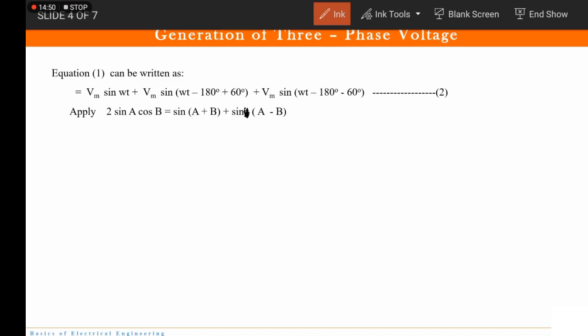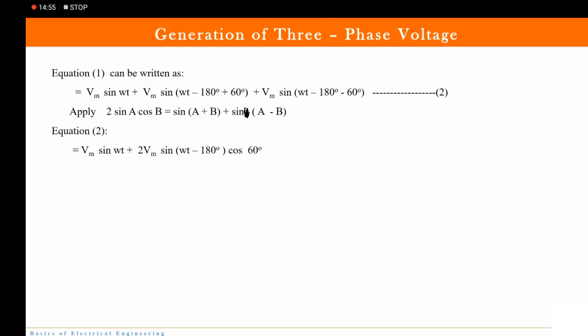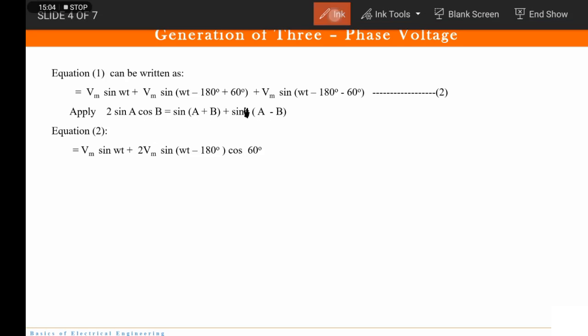It is 2 sine A cos B. So my equation 2 will become Vm sin omega t, 2 sin A cos B. What was A here? Come on. It was omega t minus 180. Okay, and here what was B? 60 degrees. Fine. So this becomes 2 sin A cos B.